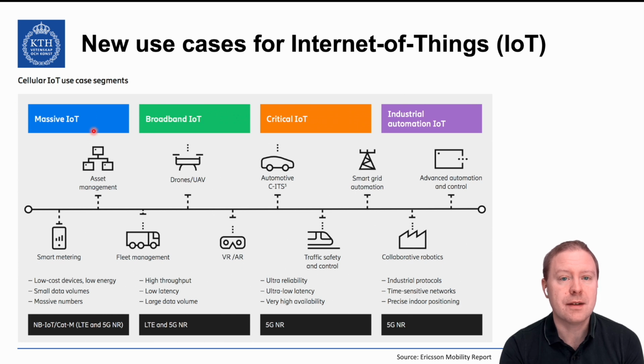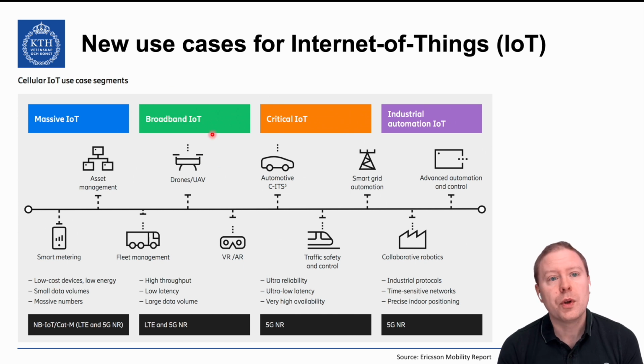There is the massive IoT. These are small devices like smart metering or asset management that are supposed to be scattered all over our world and send small amounts of data to keep track of different things. And the important characteristic here is that they should be low cost and have low energy consumption. So these can be, for example, battery-driven small devices.